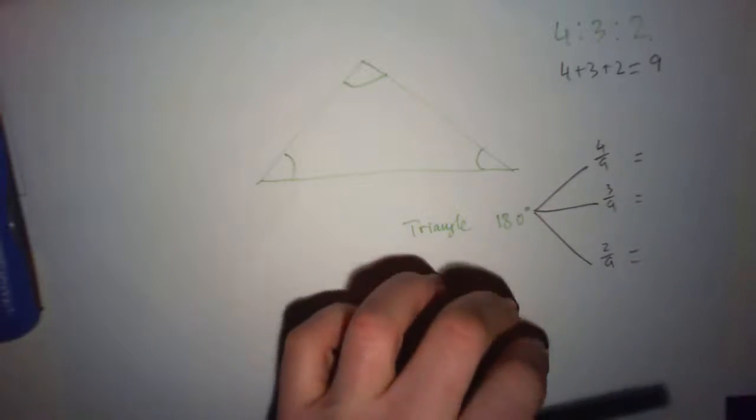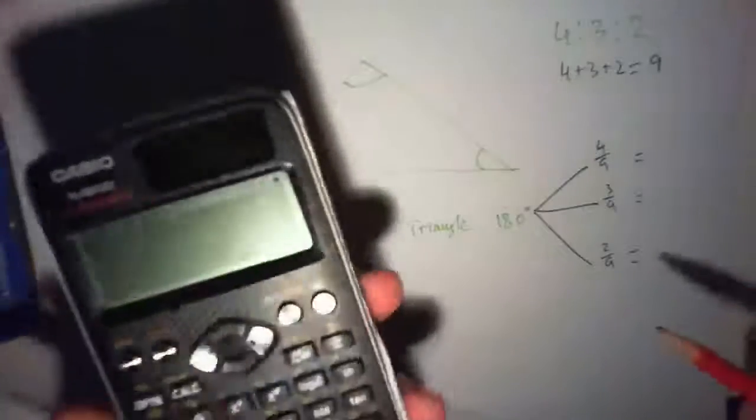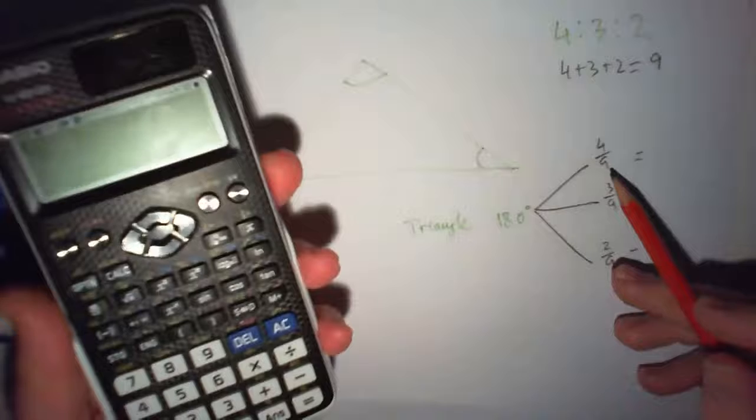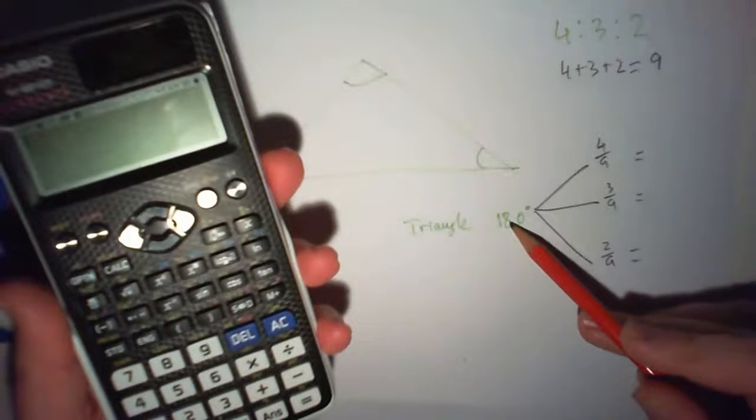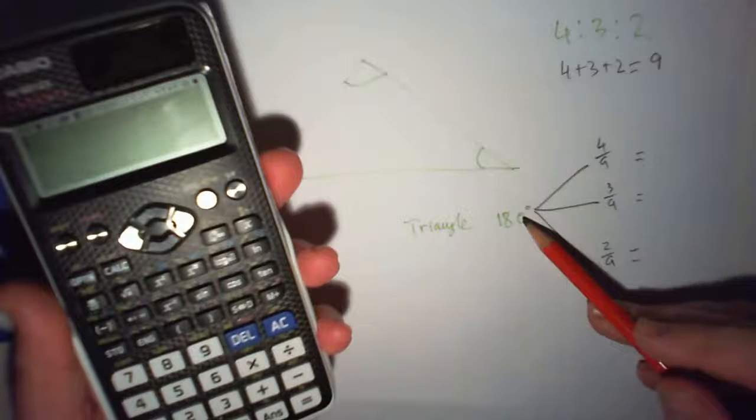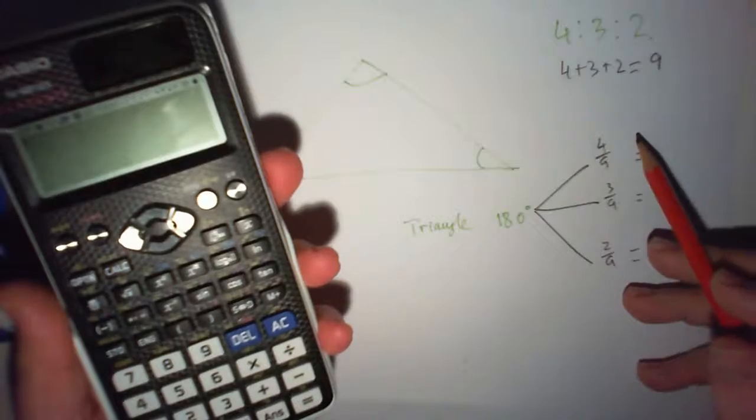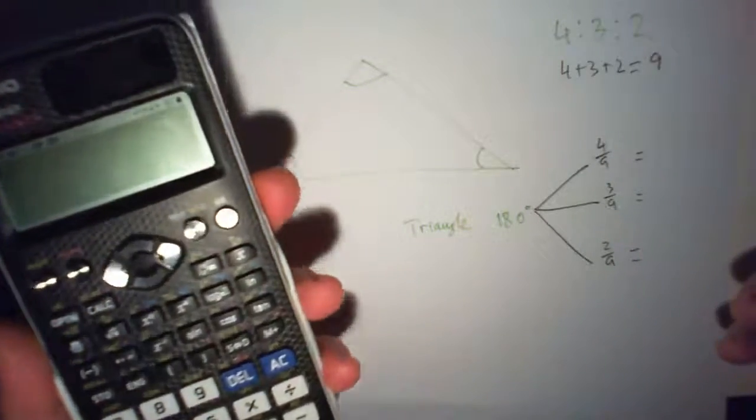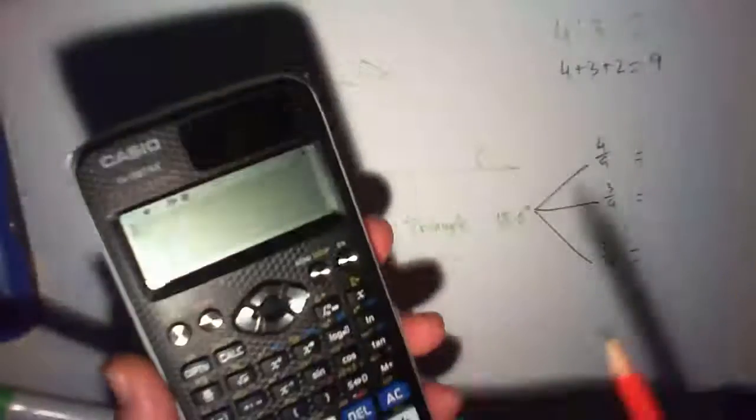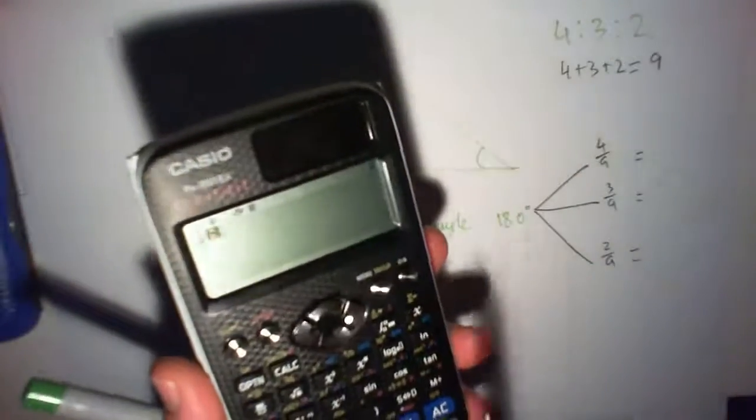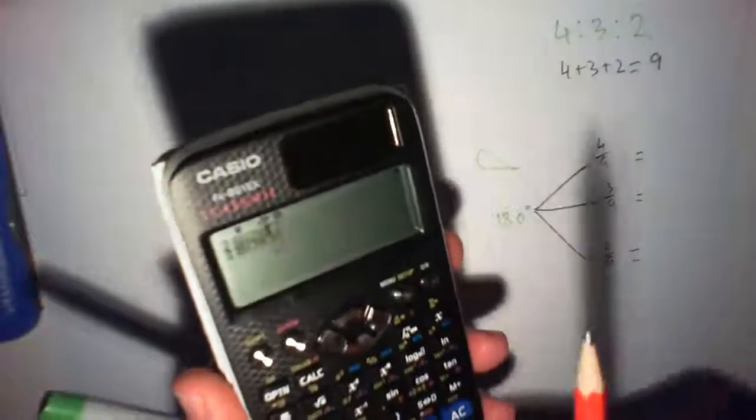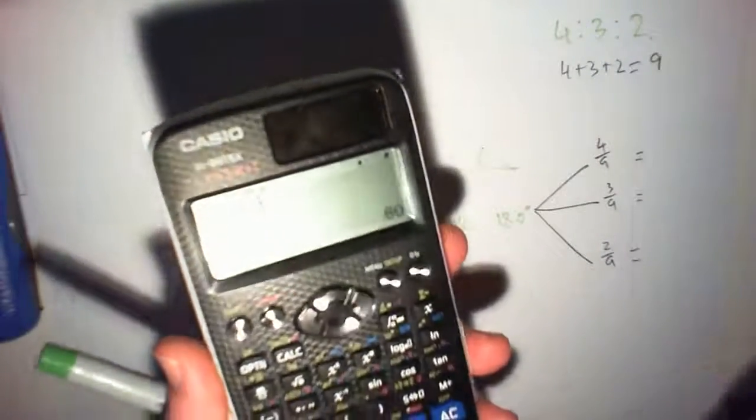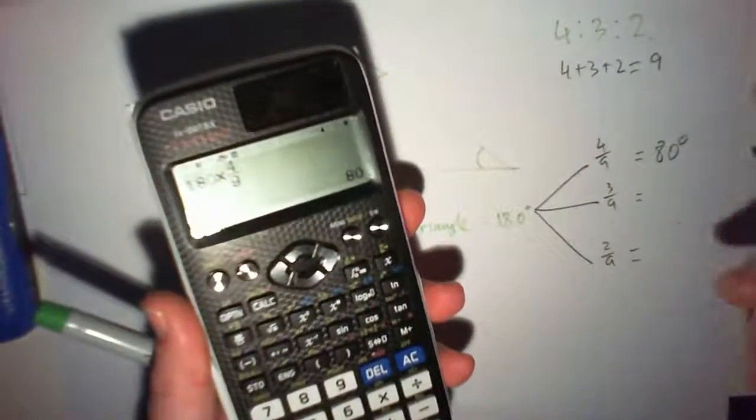So how do we work that out? Well, you can use your calculator, or you can just do it in your head. If you're doing it in your head, divide 180 by 9 and multiply it by 4. Okay, so that will give you the unitary value. Or you can just do it all in the one go on the calculator if you're so inclined. So that's 80 degrees.